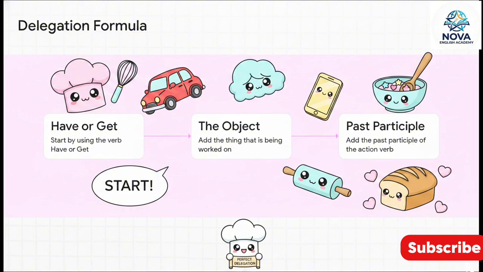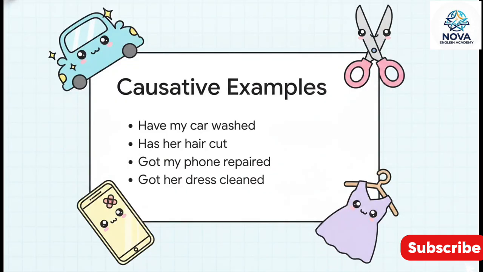Step 1, you start by using the verb have or get. Step 2, you add the object. Now, this is the thing that's actually being worked on, like your car, your hair, or your phone. And step 3, you add the past participle of your action verb. Combine those 3 ingredients in that exact order, and boom, you've got perfect delegation. Notice how we apply this formula.